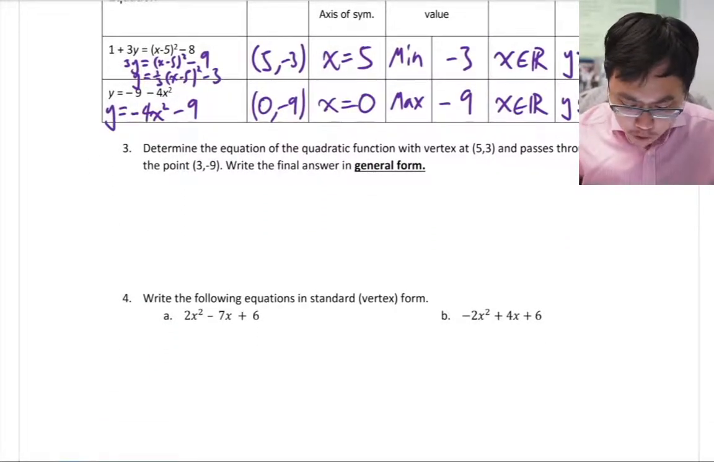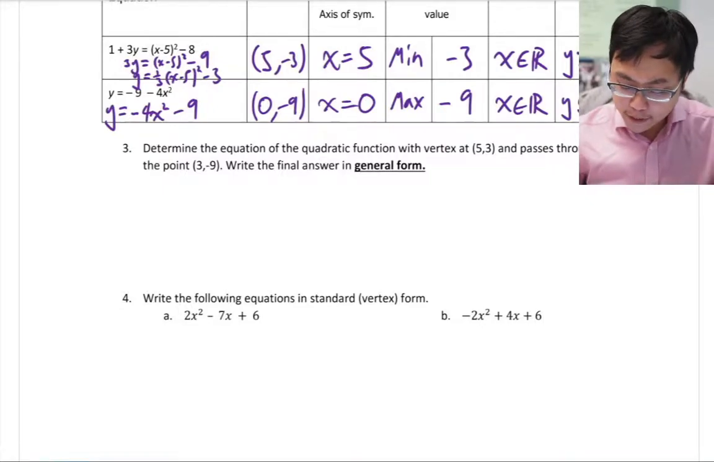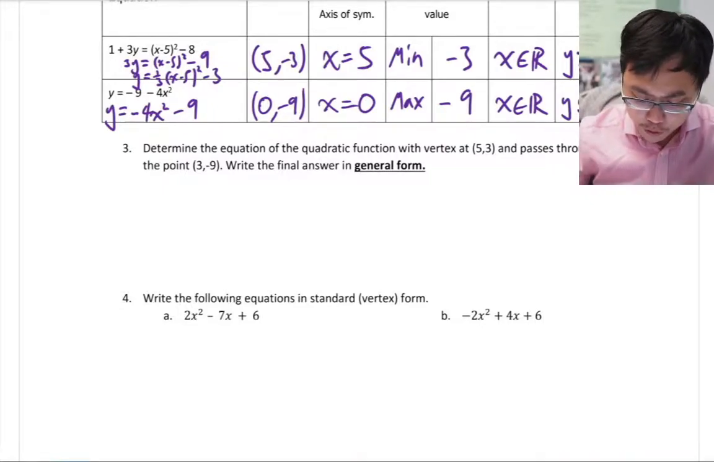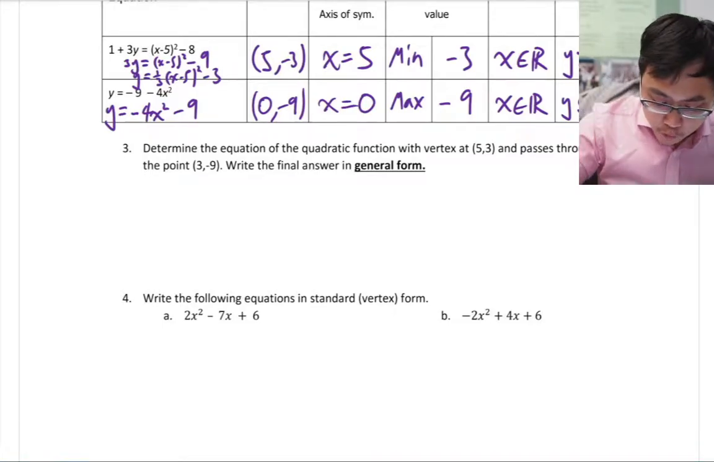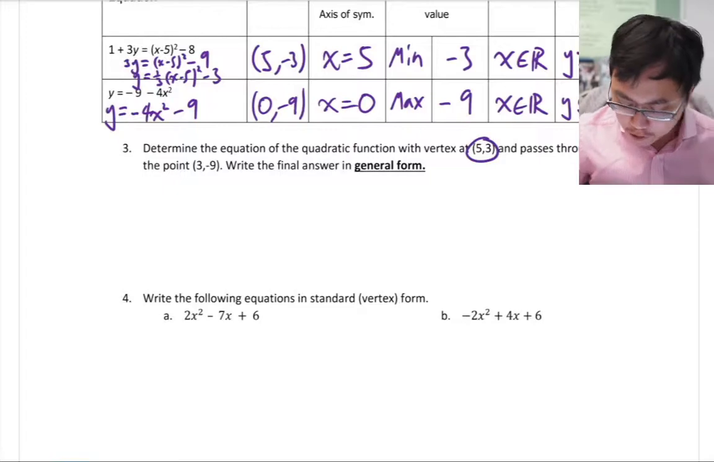Determine the equation of the quadratic function with vertex at (5, 3) and passes through the point (3, -9). And we want to write the answer in general form. So usually, let's look at the vertex. The vertex is at (5, 3).